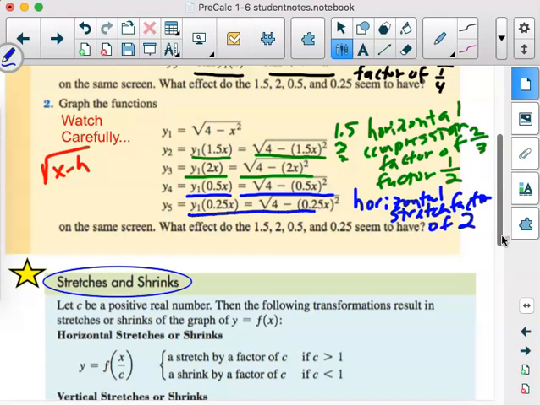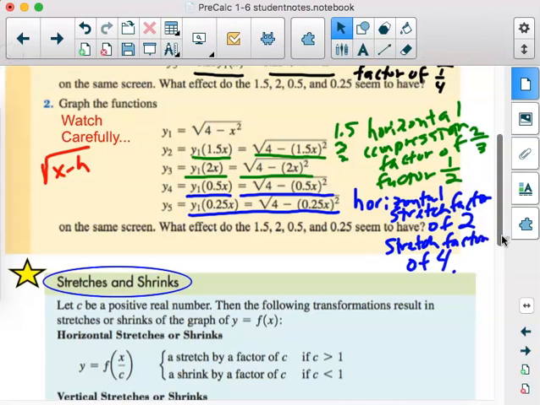And the bottom one, 0.25, is the same thing as 1/4. That means they divided that by 4. So that would be a stretch factor of 4. So again, if we're constantly thinking, if something is attached to the x, x behaves in the opposite manner that we would normally think it would, then we can make our way through this.